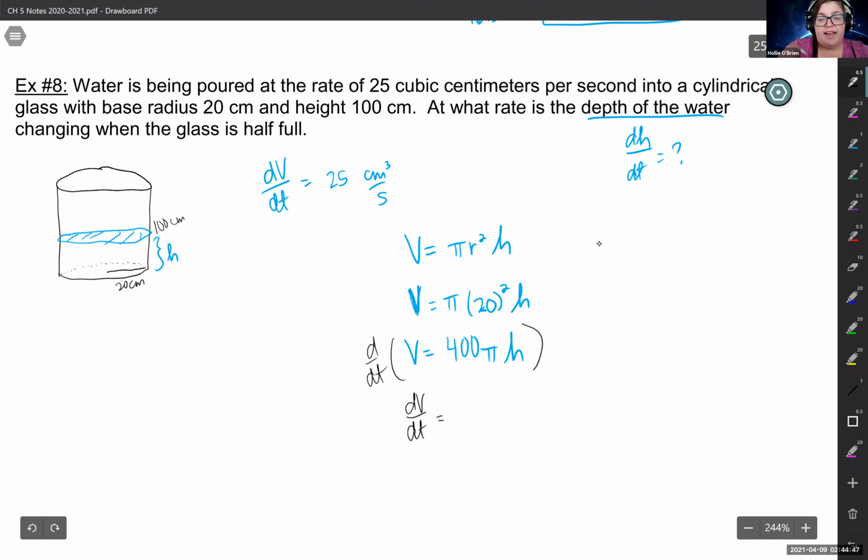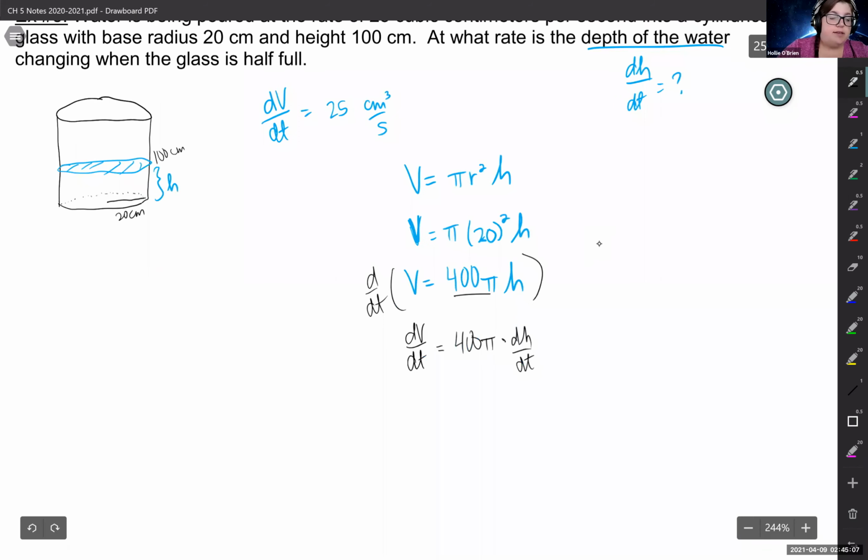So 400 pi, that's a number. Pi is a number, 3.14, blah, blah, blah. So 400 pi is a constant. It's like 400 pi times h. So I have the constant up front and then have to tack on dH dt. Should I plug in now or later? Okay, we'll plug in and then we'll do the step.